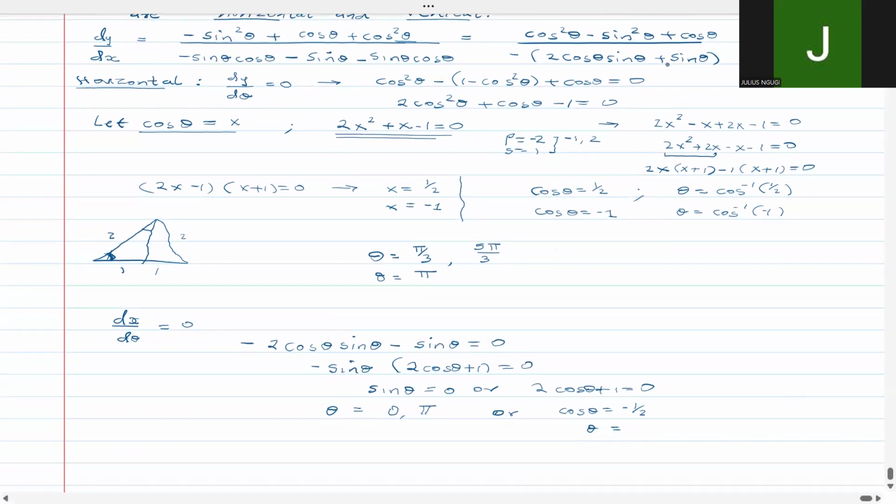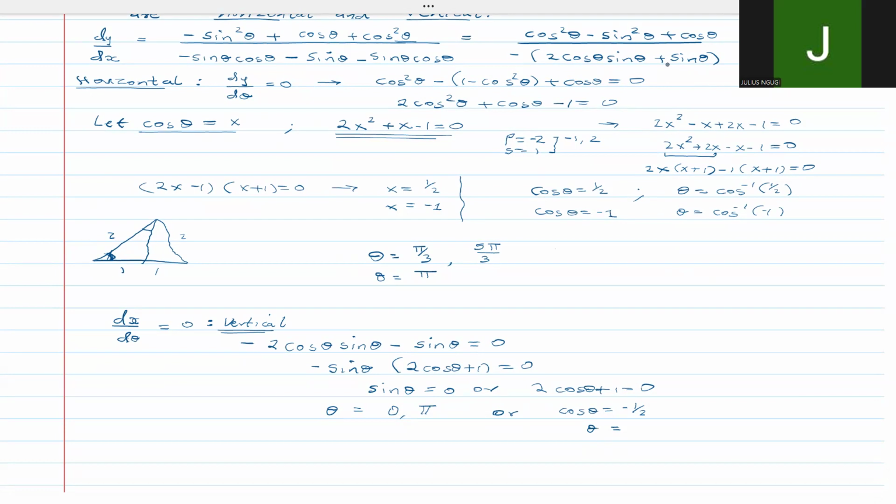Now, for the vertical, we set the denominator to 0. That means we have -2 cosine theta sine theta minus sine theta equals 0. If we factor out minus sine theta, we have in parentheses 2 cosine of theta plus 1 equals 0. That means that sine theta equals 0, the minus can be eliminated because we're dividing by -1 on both sides, or 2 cosine of theta plus 1 equals 0.